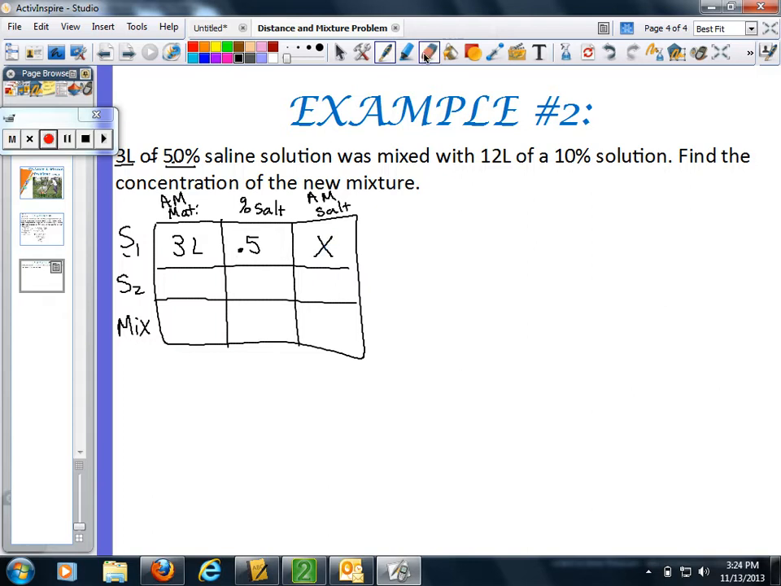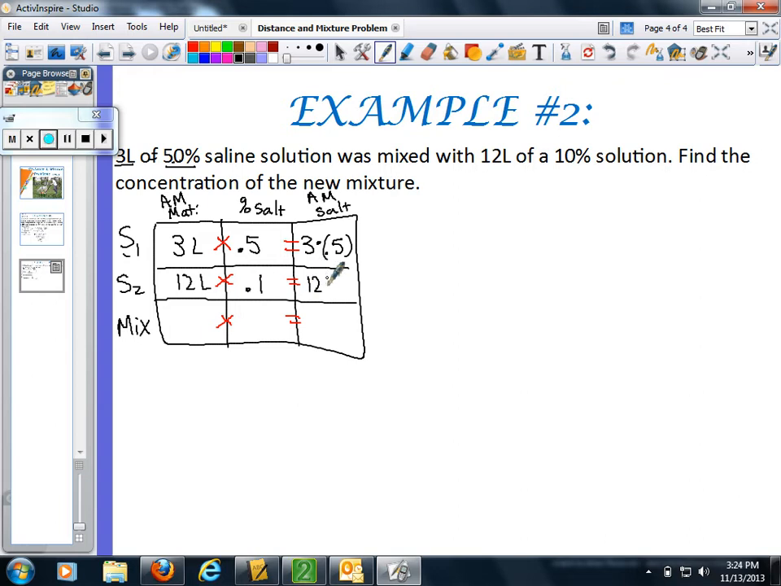Sorry, I do know. That's my fault. That shouldn't be X. I can figure that out because if I have 3 liters and 50% of it is salt, then it's this box here times this box equals this box. So that's 3 times 0.5. And it's going to be the same all the way across: this times this equals this. So for the second one, it says 12 liters times 10%, so that's 0.1, and that's going to be 12 times 0.1.